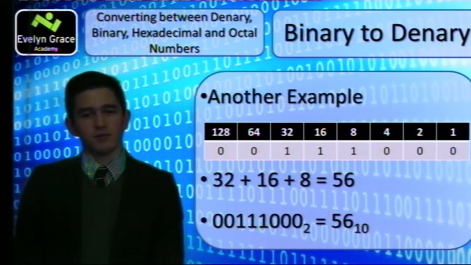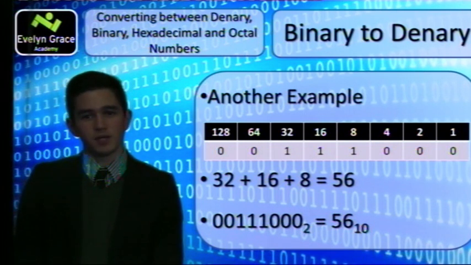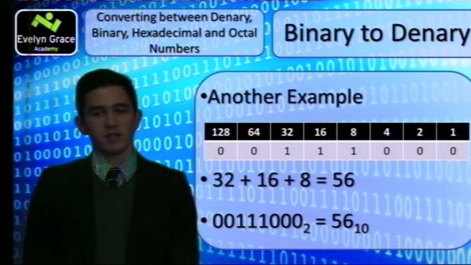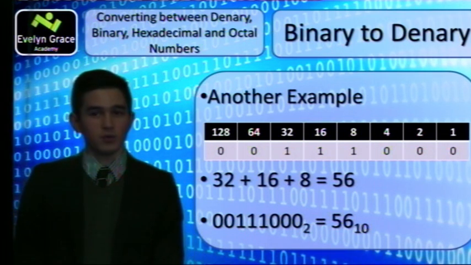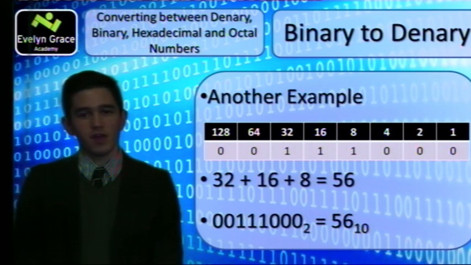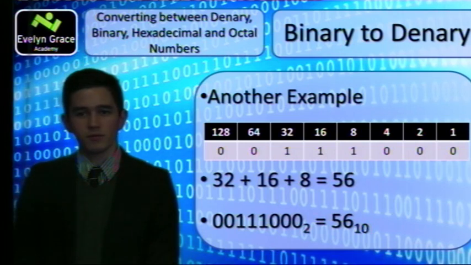Let's look at another example. The binary number 00111000. I'll look again at the values where there's a number 1, and there's a 32, there's a 16, and there's an 8. If I add those 3 numbers together, it'll give me 56. So therefore, the binary number 00111000 will equal 56 in denary.